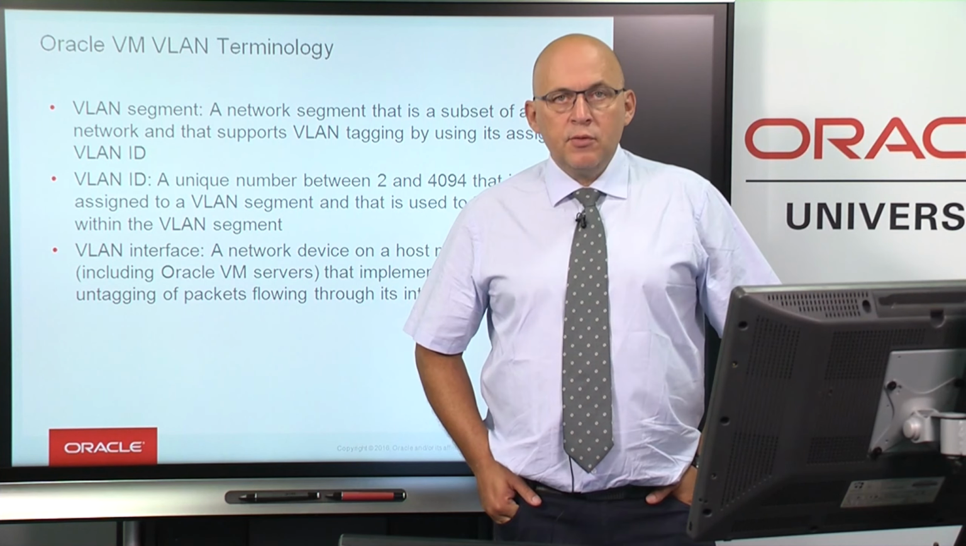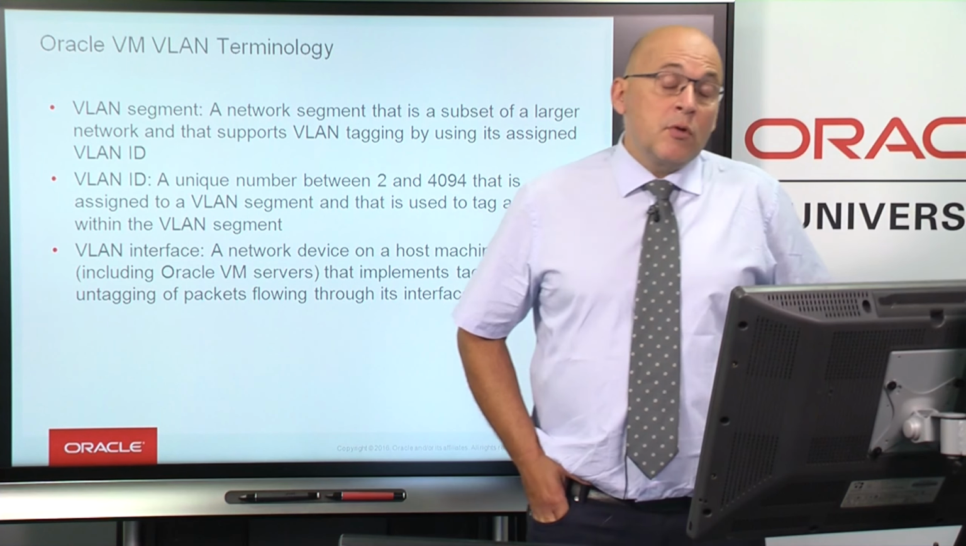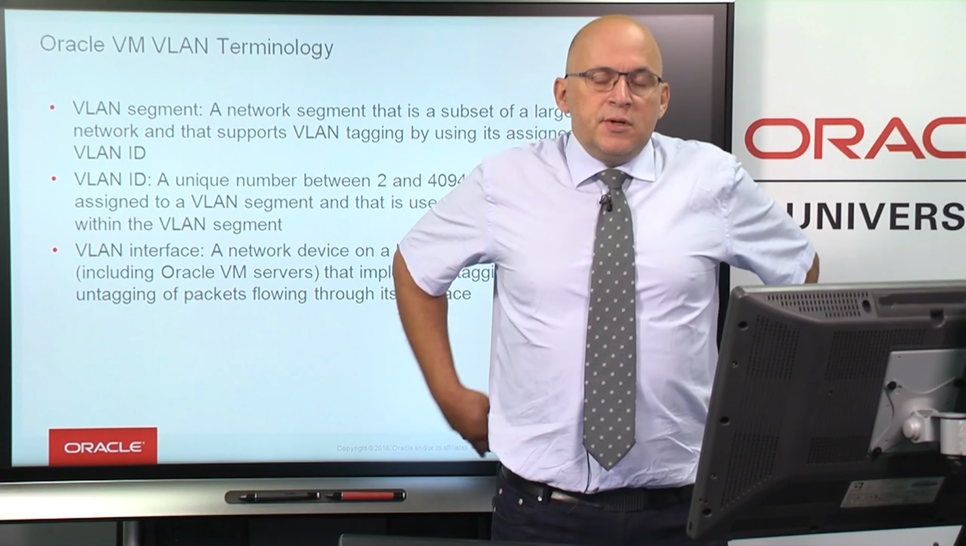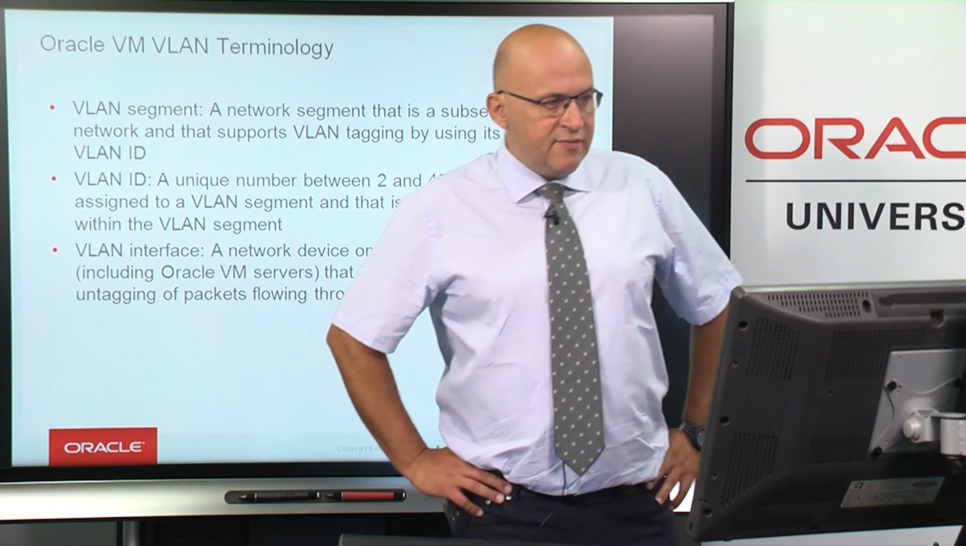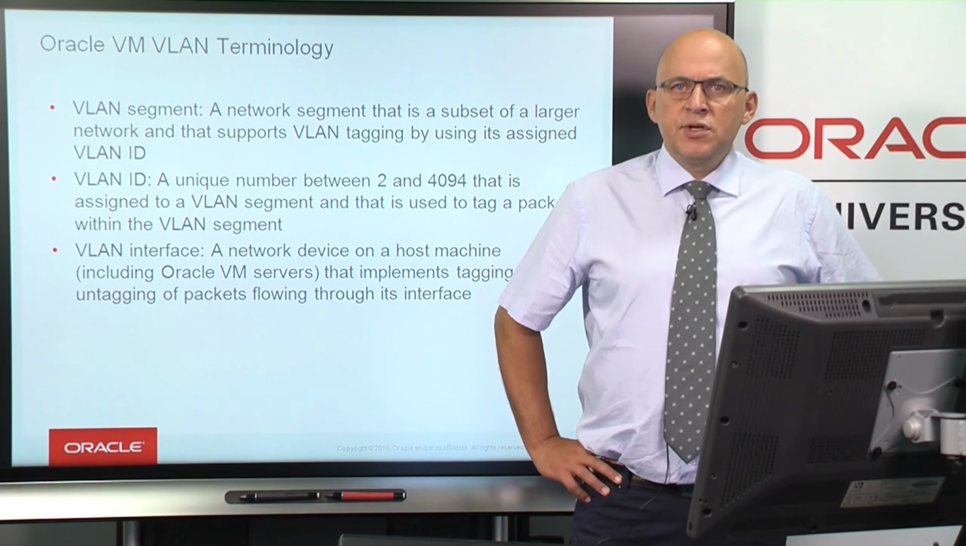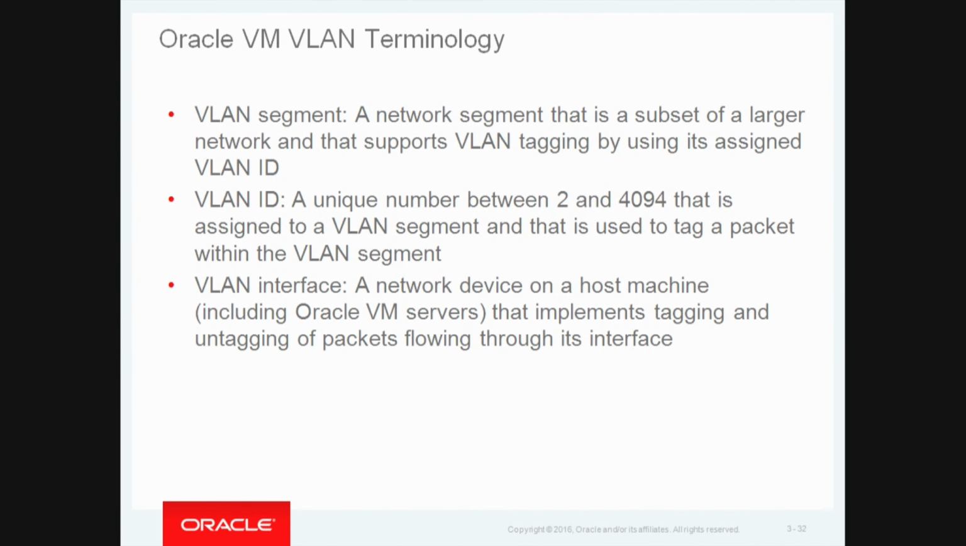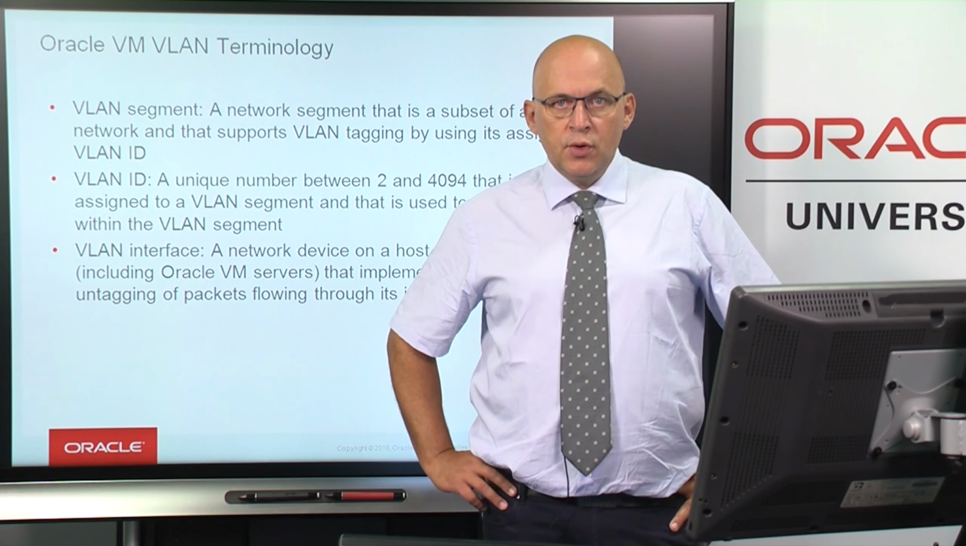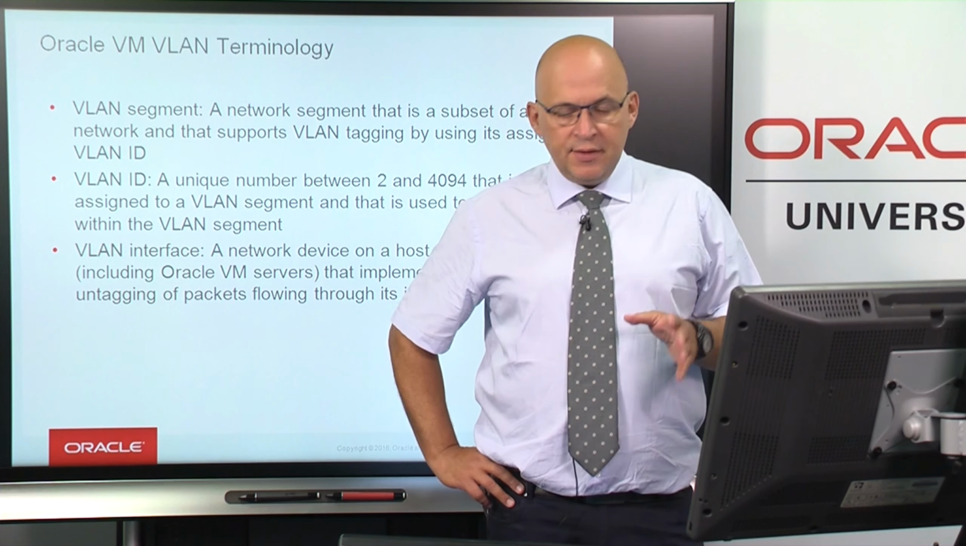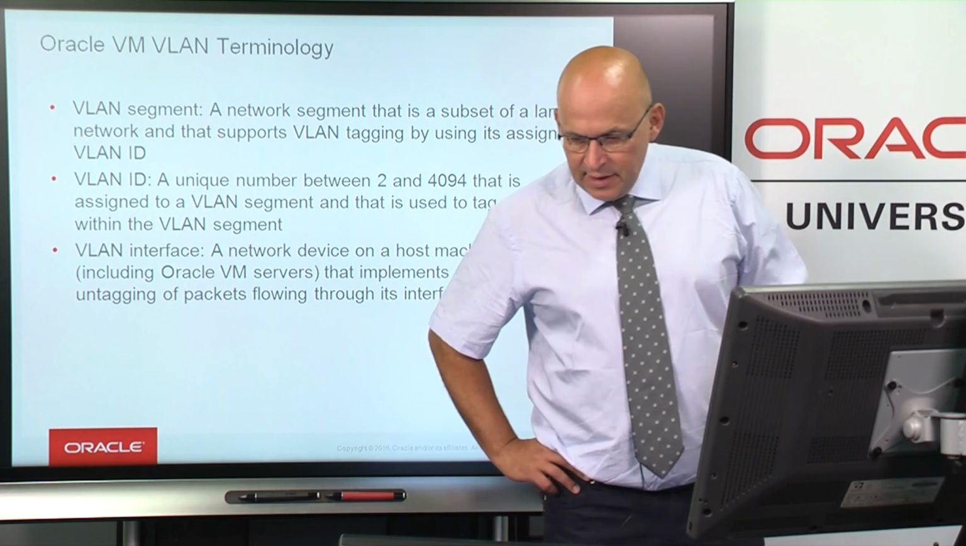Whenever we are using Oracle VM VLANs, there is certain terminology, like the VLAN segment. It is a network segment that is a subset of a larger network, and this supports VLAN tagging by using assigned VLAN IDs that are given by your network administrators. So the VLAN ID can be a number between 2 and 4094, and it will be assigned to a VLAN segment by the VLAN interface.